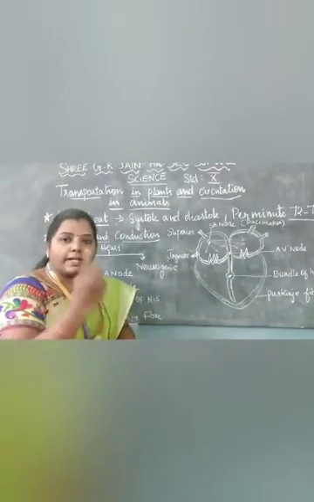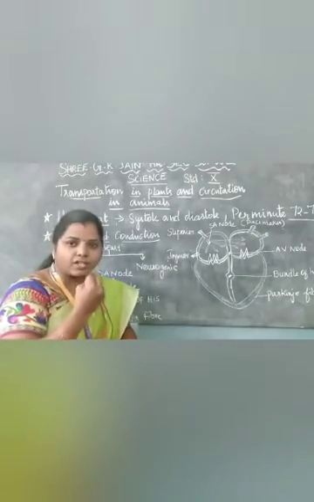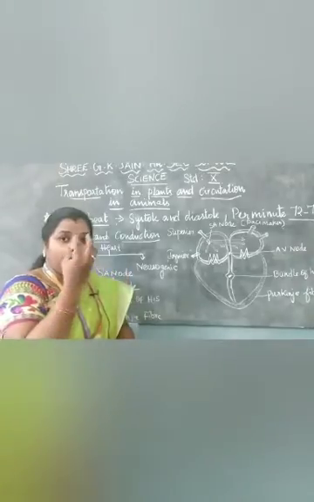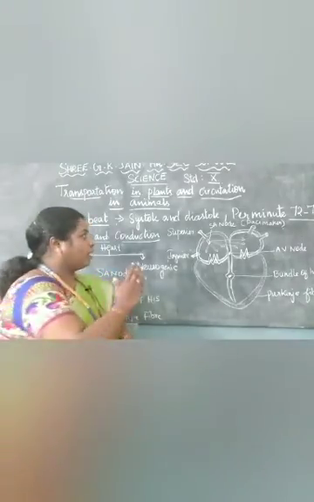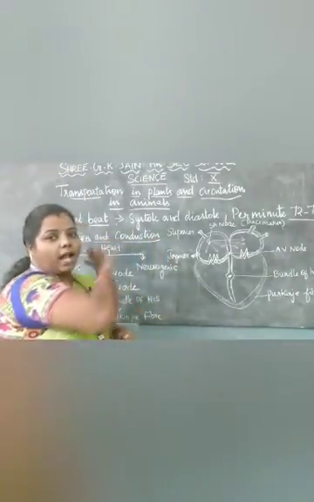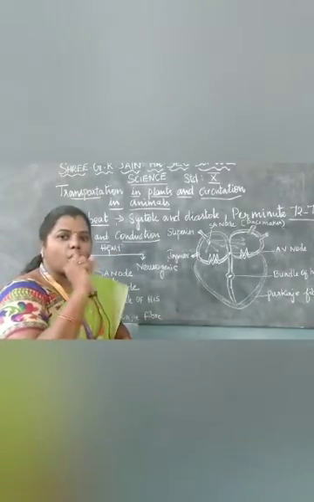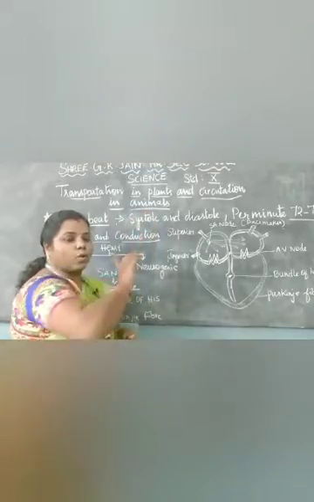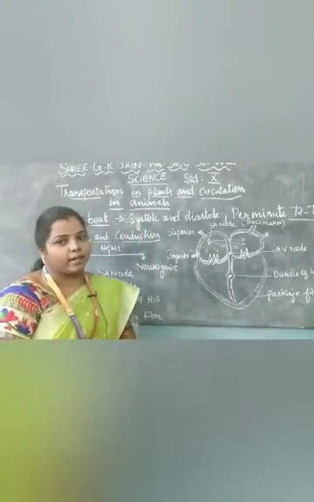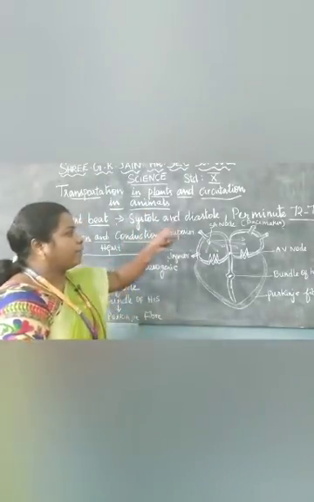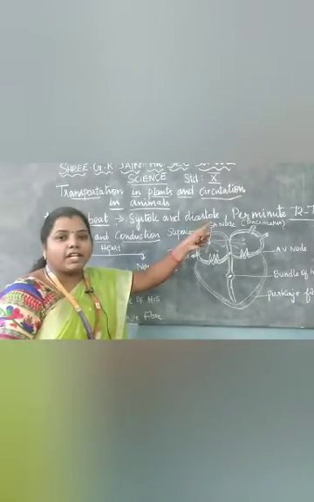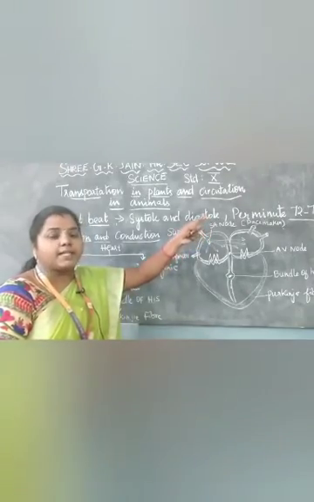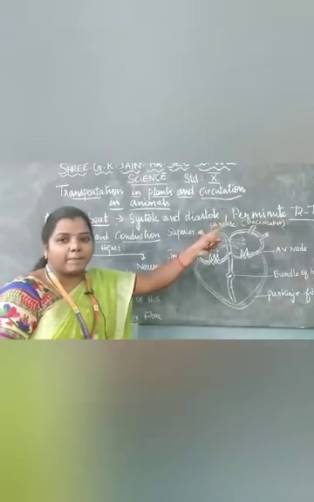That means one complete form of contraction as well as relaxation, then only it will be formed as a heartbeat. So a heartbeat contains the contraction and the relaxation, that is, one complete form of systole and diastole. And the heartbeat per minute is 72. The normal heartbeat is 72 to 75 times per minute.